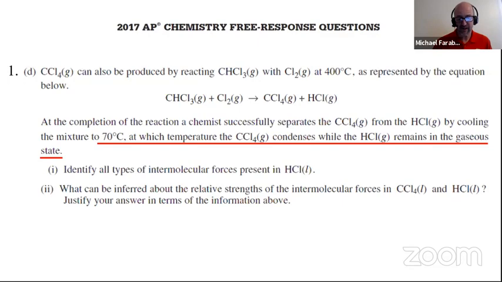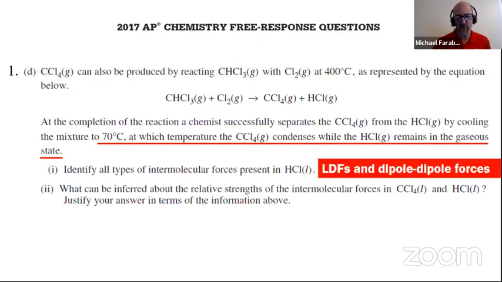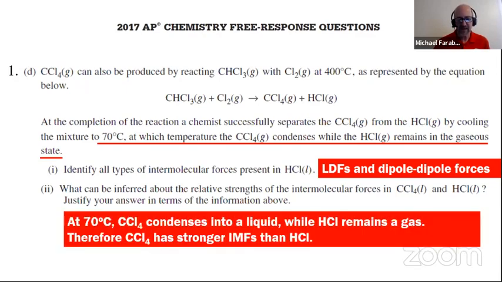You should mention LDFs, so London dispersion forces, and dipole-dipole forces, because it's a polar molecule. What can be inferred about the relative strength of the intermolecular forces? So many students ignored the data and said that HCl had stronger forces. But clearly, if at this temperature CCl4 condenses into a liquid while HCl remains a gas, it is the carbon tetrachloride that has stronger intermolecular forces than the hydrogen chloride. So you have to go with the data.